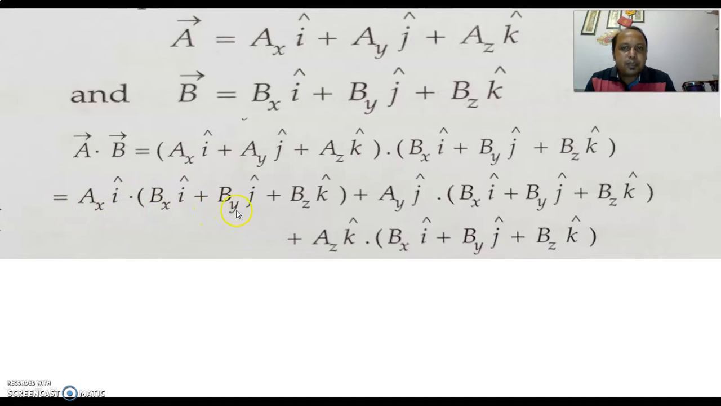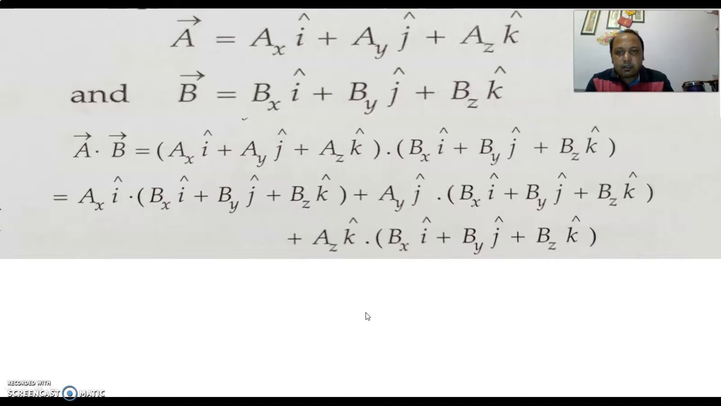BX I cap plus BY J cap plus BZ K cap, plus the second term we are taking, AY J cap dot BX I cap plus BY J cap plus BZ K cap, and the last term, AZ K cap into BX I cap plus BY J cap plus BZ K cap. So these are the dot products. We have just represented it.